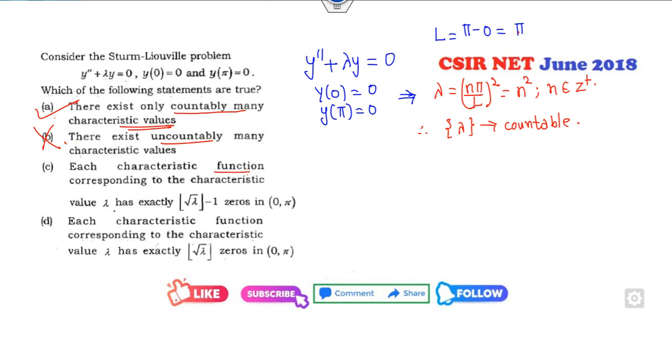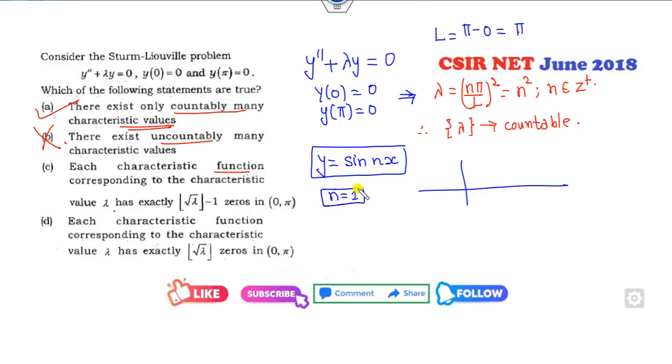Each characteristic function, that means the value of y, will be sine of root lambda n x. Each characteristic function corresponding to the value has exactly this many zeros. If I simply take n as 1, what is that? It's sine x. Now the interval is 0 to pi. How many zeros in between them, in the open interval, of this function y? There is no 0. So whenever n is 1, the number of zeros is 0. But he said when n is 1, what is the value of lambda? Lambda is 1. So it's 1 minus 1, 0, and it's 1. It's a wrong option.